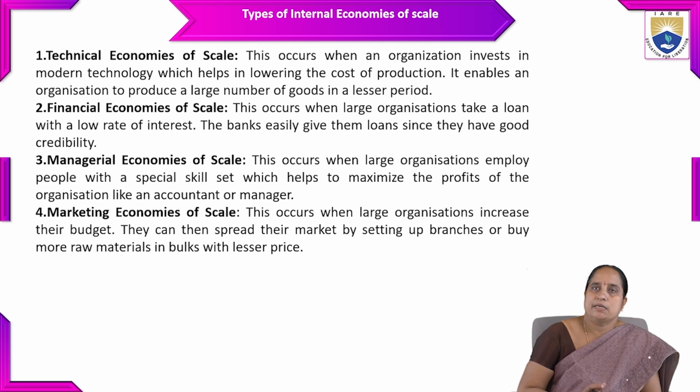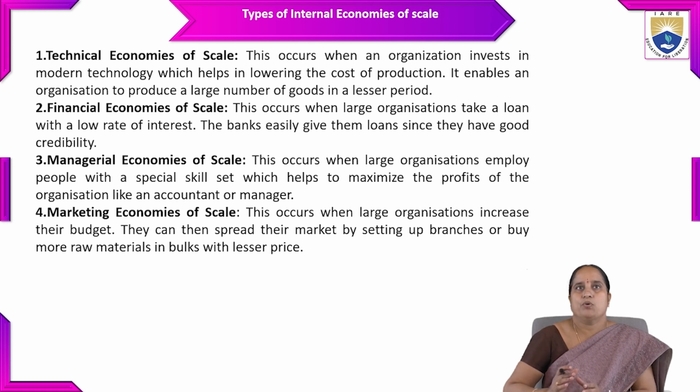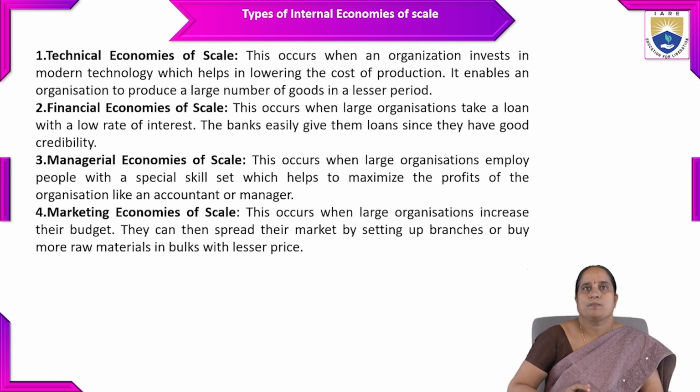Coming to the types of internal economies of scale, technical economies of scale. This occurs when an organization invests in modern technology which helps in lowering the cost of production. It enables an organization to produce a large number of goods in a lesser period. And second one, financial economies of scale. This occurs when large organizations take a loan with a low rate of interest. The banks easily give them loans since they have good credibility.